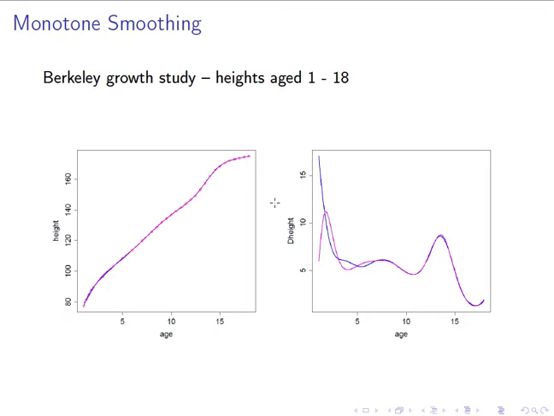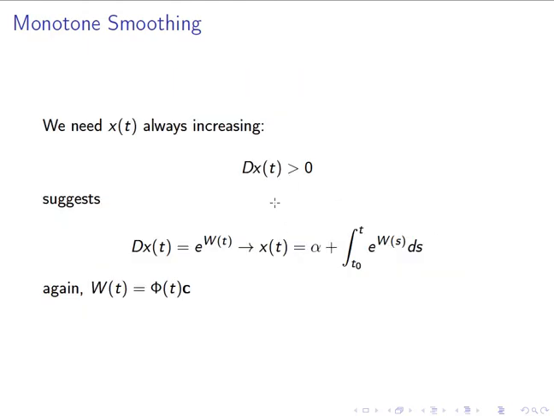Okay, so now let's look at the second constraint function, the monotone function. Here, the left side shows the growth of one boy, the height of a boy from age 1 to age 18. For this growth curve, it's actually a monotone increasing curve, right? If you look at the derivative of the function, it will always be positive, right? Yes. Okay, so how can we estimate this monotone function?